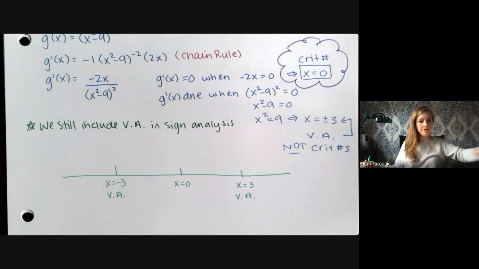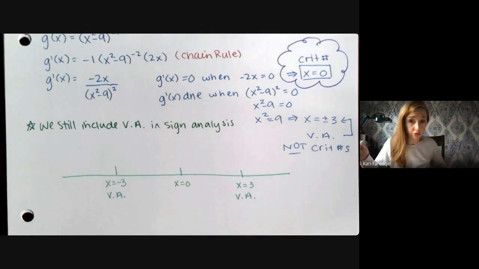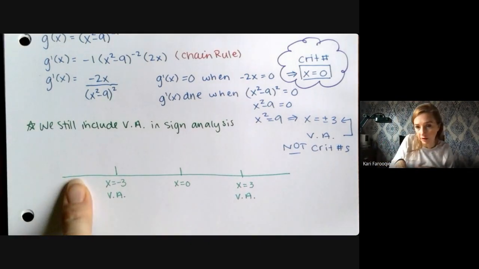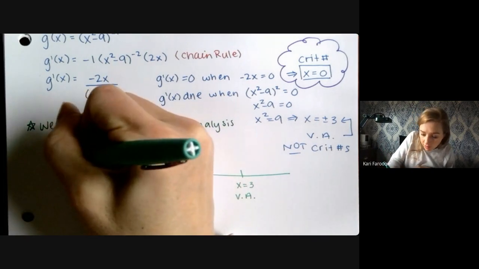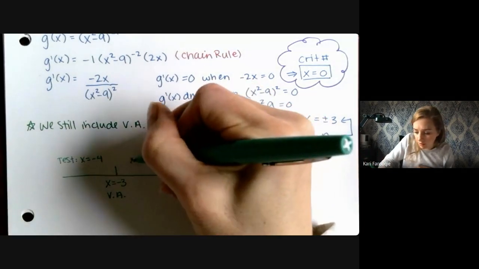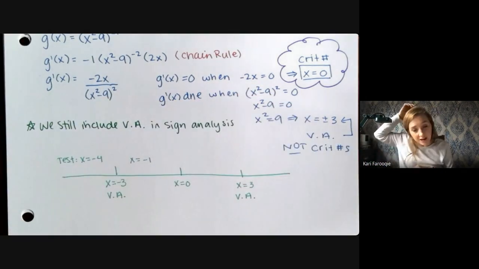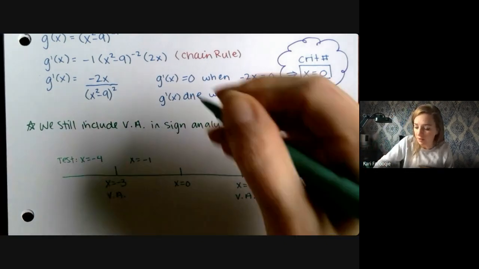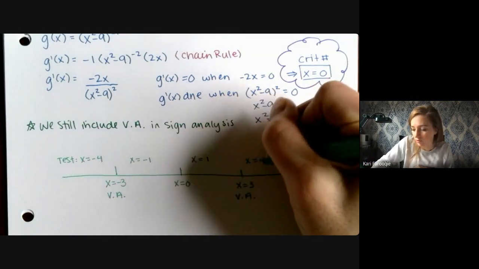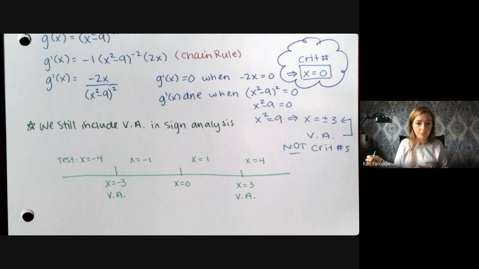All right, so we have this now. What we're going to do is choose test points. So we're going to test a value on the left of x equals -3. So maybe I'll say that we're going to test x equals -4, x equals -1. You can choose any value between -3 and 0. x equals +1, and then maybe x equals 4. We're going to get values for the derivative at the test points and determine what's happening to the behavior of the graph on these intervals.